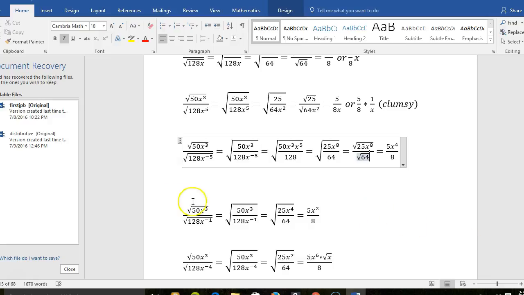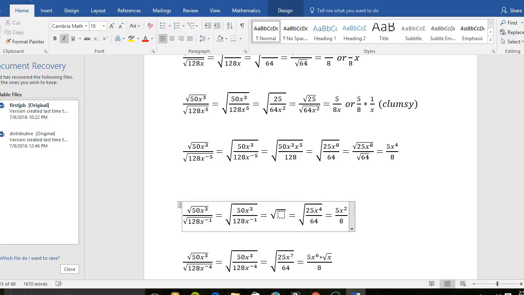Let's look at this one down here, where my cursor is now. Radical 50x cubed over radical 128x to the negative 1. So we bring it together. Now that x to the negative 1 is going to come up here, and there's just x itself, or x to the 1 power, which is x itself. And I'll write that step down.